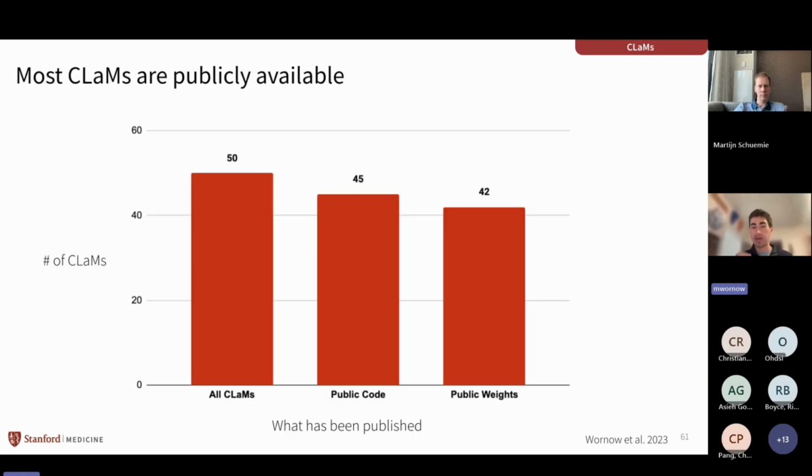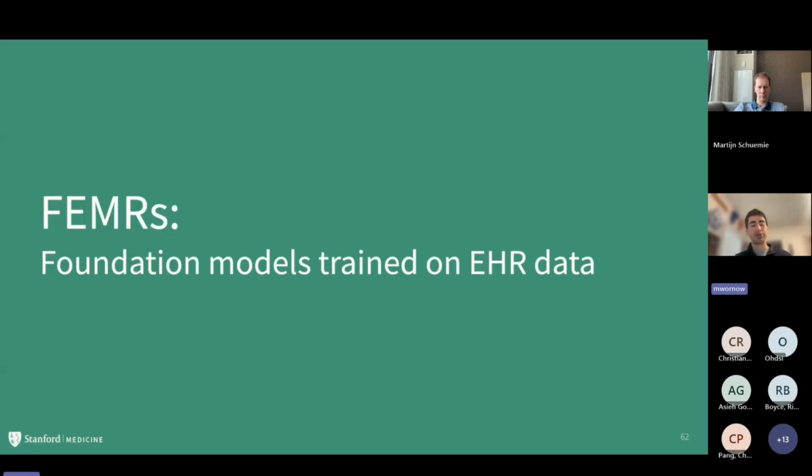The nice thing, though, is that a lot of these CLAMs are publicly available, so you can go to Hugging Face and download a lot of them, which is great for reproducible science. For femurs, the story is a little bit different.